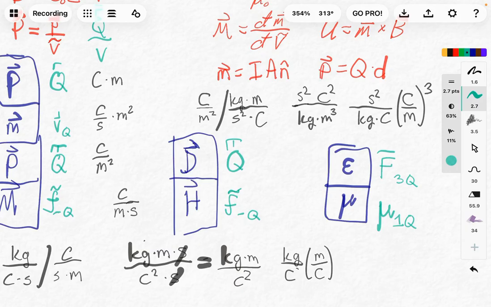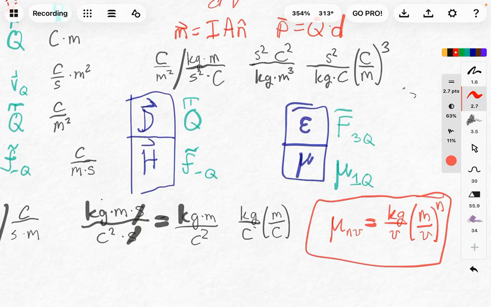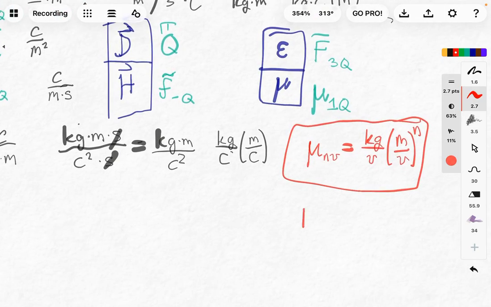Permeability is mu 1Q. And we will formally define mu in units to have SI units of kilograms per U times meters per U to the N. And the last thing to mention in this video is susceptibility. And because susceptibility is unitless, I will define N as the unitless object equals just nothing times meters per U to the N. There we go.